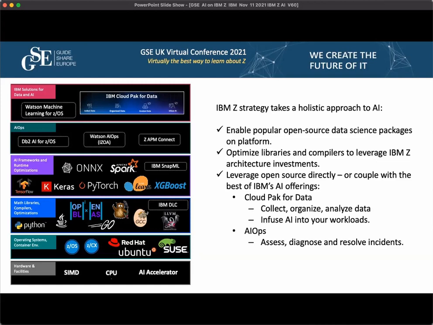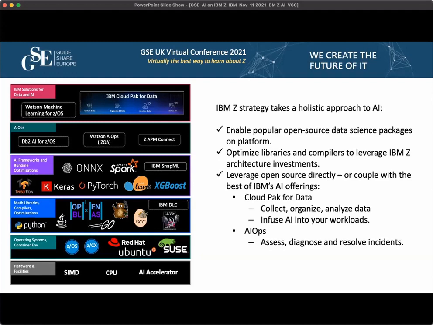And this starts with the low-level hardware optimizations that include really our SIMD acceleration that we have in today's servers. And in the future, this will also include the integrated AI accelerator that we will deliver in z Next with our Telum chip. And going up the stack, we're focused on optimizing software to leverage the investments that we've made in our hardware and in the underpinning layers here.